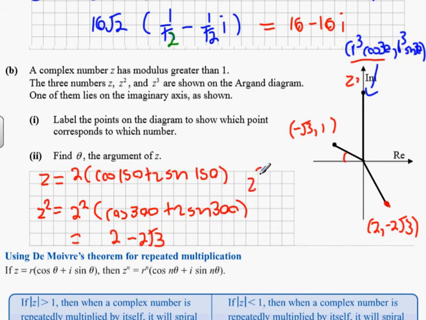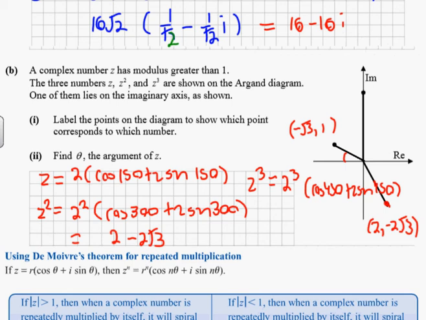And then finally, z cubed is going to be 2 to the power 3, cos 450 plus i sin 450. And what do you get this time around? 0 and 8. And there's your third point there, 0 and 8. And look, they're all 450. Now, here's the interesting thing, okay?